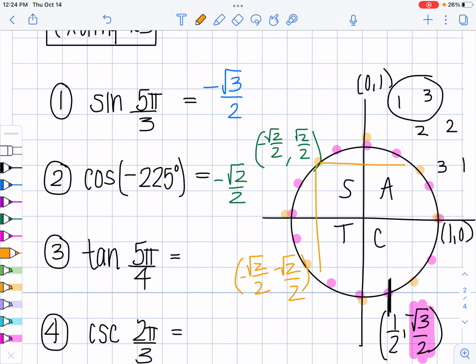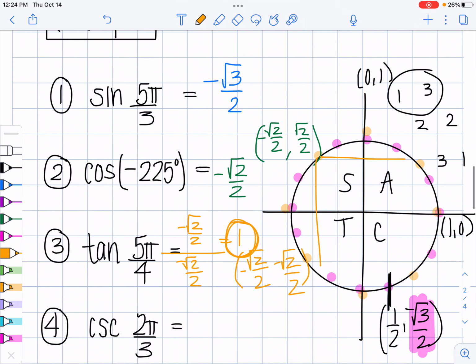So tangent of 5 pi over 4. Okay, now I had to figure this out. Literally, I have to take my values and divide them. So I take negative square root of 2 over 2 divided by negative square root of 2 over 2. Anything divided by itself is equal to 1. So this is going to be equal to 1.